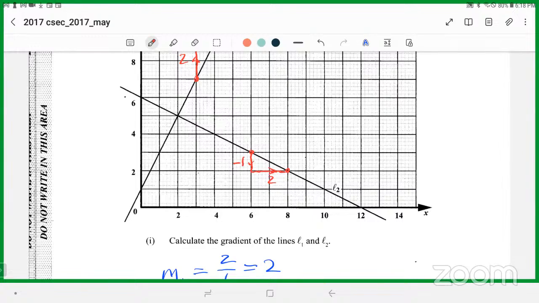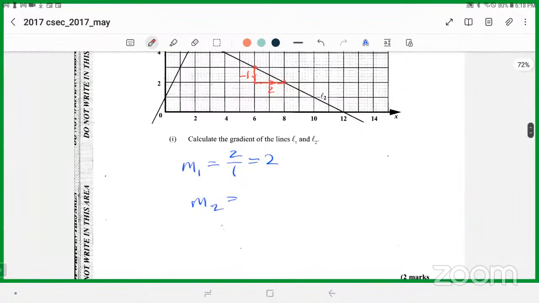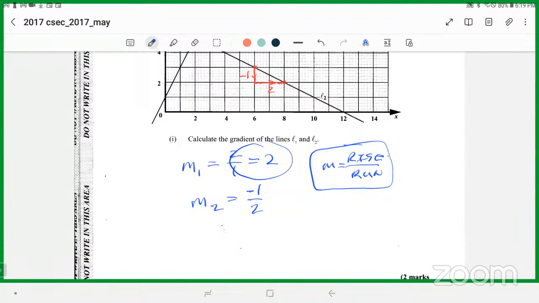That's line 2. Simple as that. -1 over 2. Remember, gradient is rise over run. Remember that, right? Between any 2 points on the graph, the number of units rise. If it rises downwards, it's negative. That's the gradient of line 1. That's the gradient of line 2.